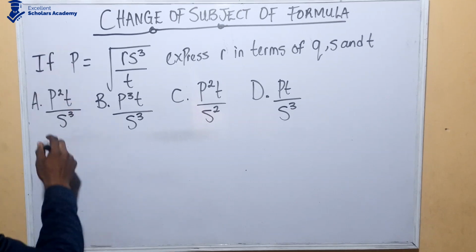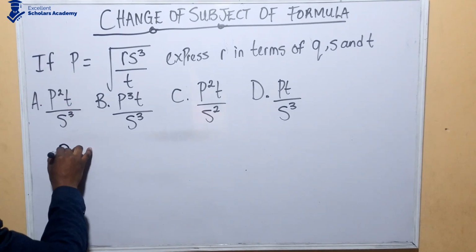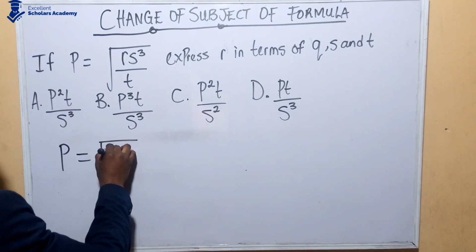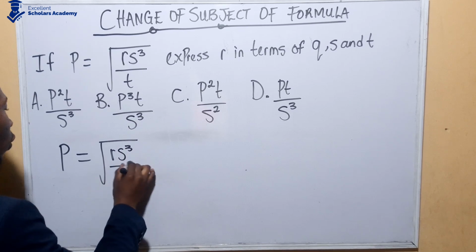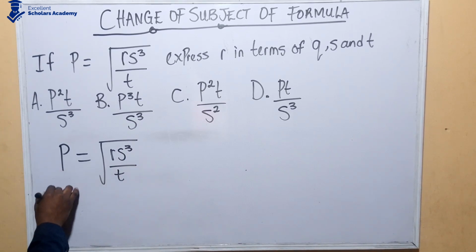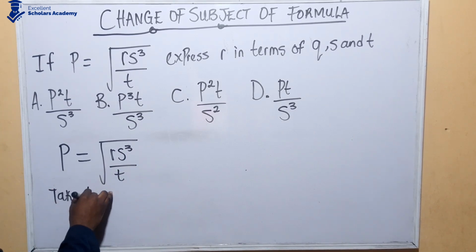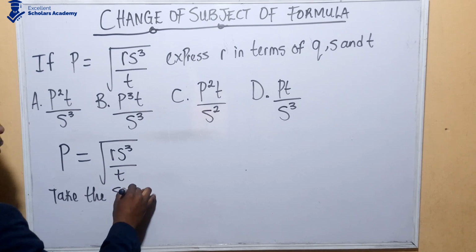So when you take the square of both sides, you have P is equal to the square root of RS to the power of 3 over T. So you take the square of both sides.